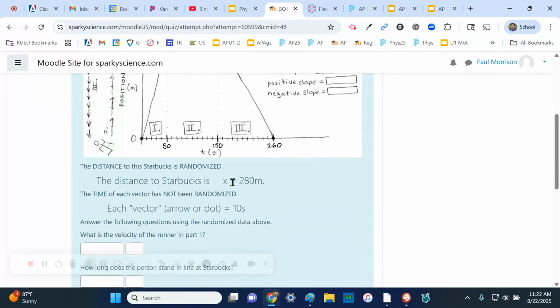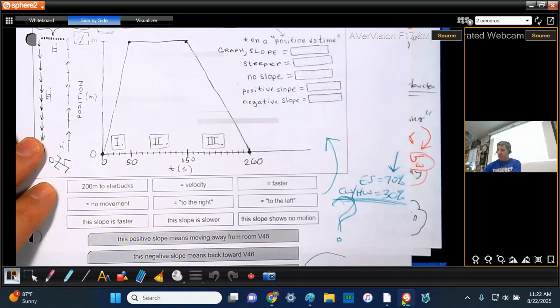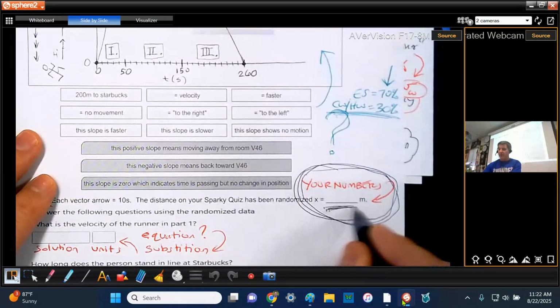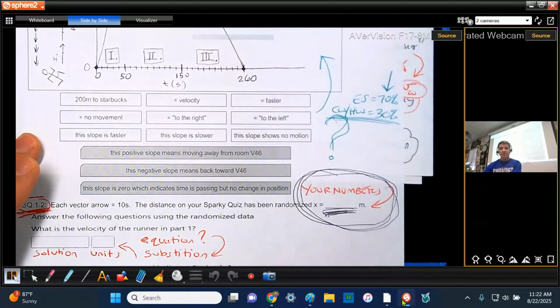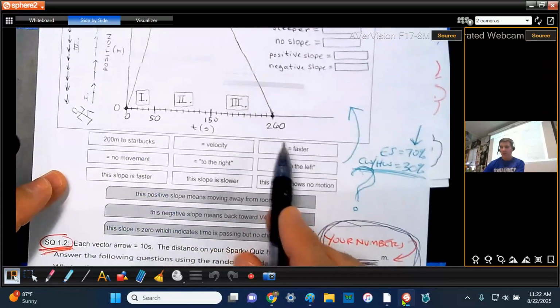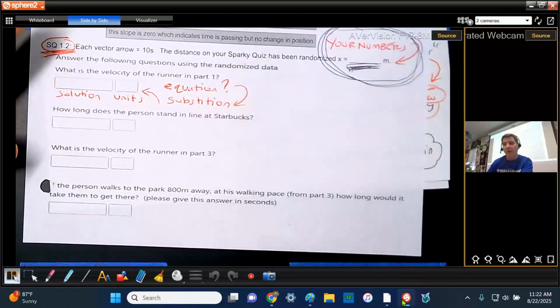And that's how it goes for everybody. However, the 280 is different. You shouldn't write 280 on your paper unless yours says 280. Yours might say 220, 240, 260, 280, something like that. That's your number. Put your number there and then begin to do the quiz. The time is the same for everybody on this quiz, but the number is different. So you're doing the quiz, seeing if you know how to do it.